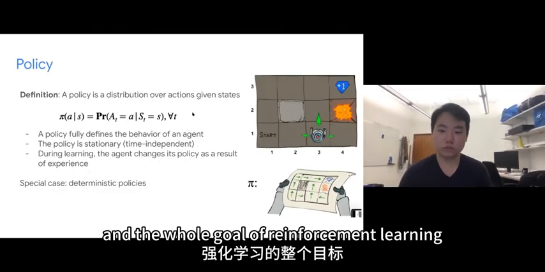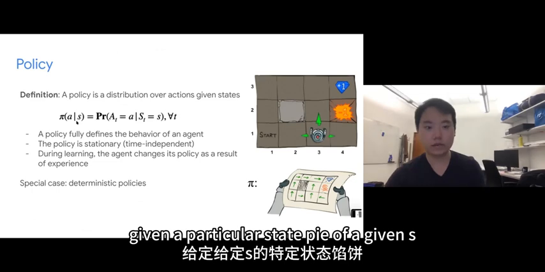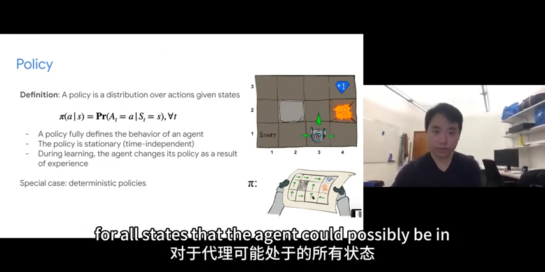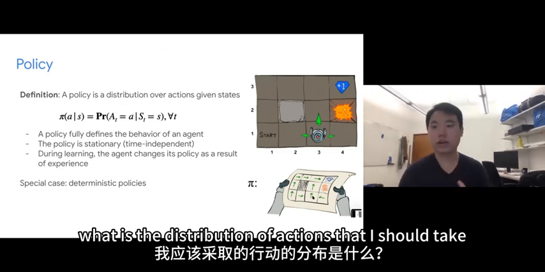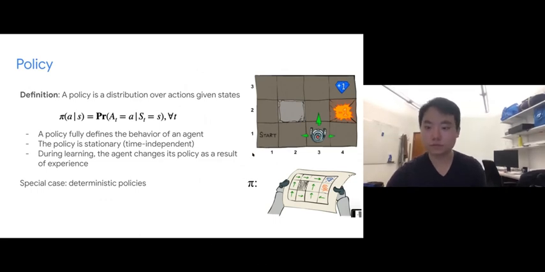And the whole goal of reinforcement learning is to learn a policy. A policy describes a distribution over actions given a particular state, pi of A given S, which basically tells you, for all states that the agent could possibly be in, what is the distribution of actions that I should take in order to maximize my long-term cumulative reward.